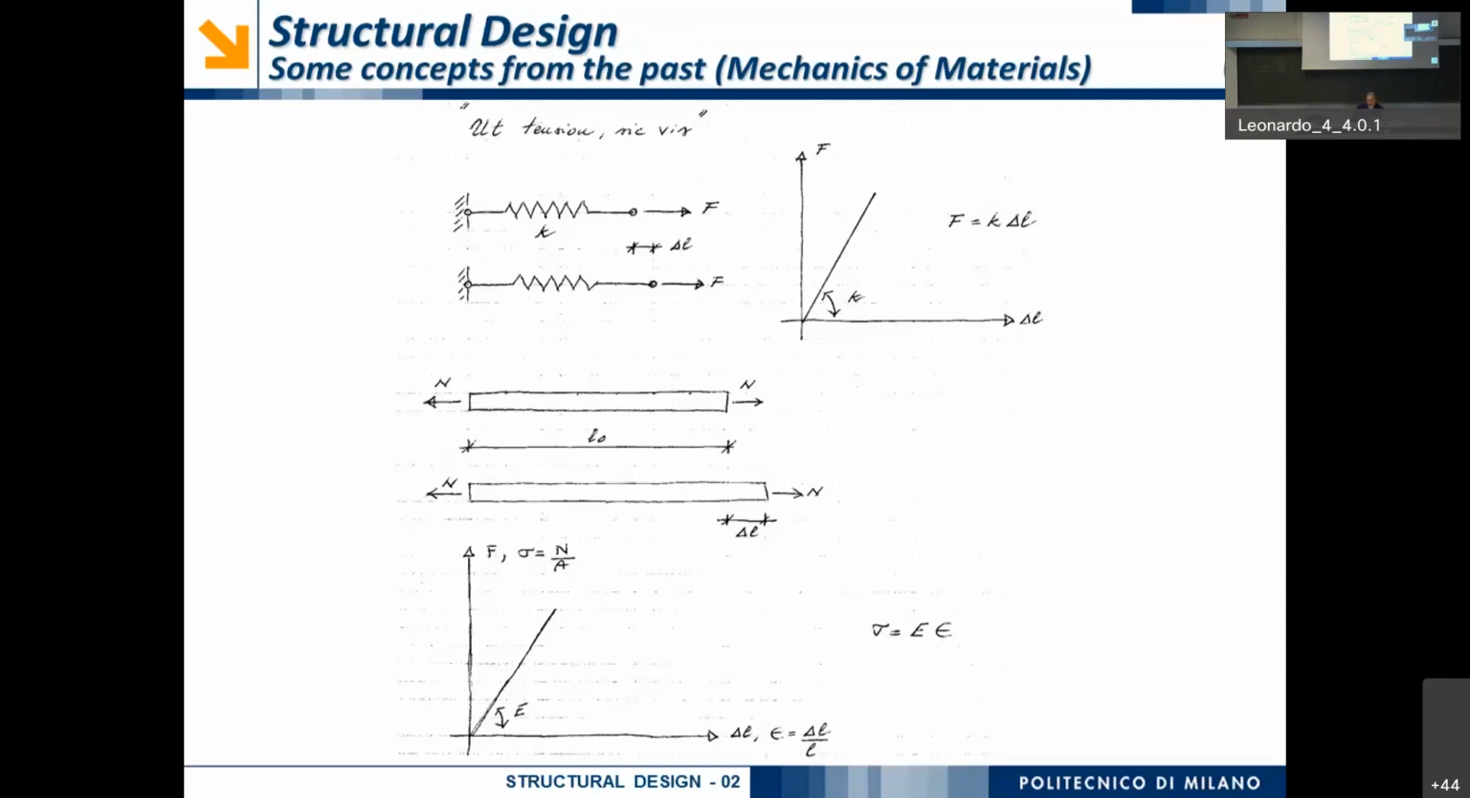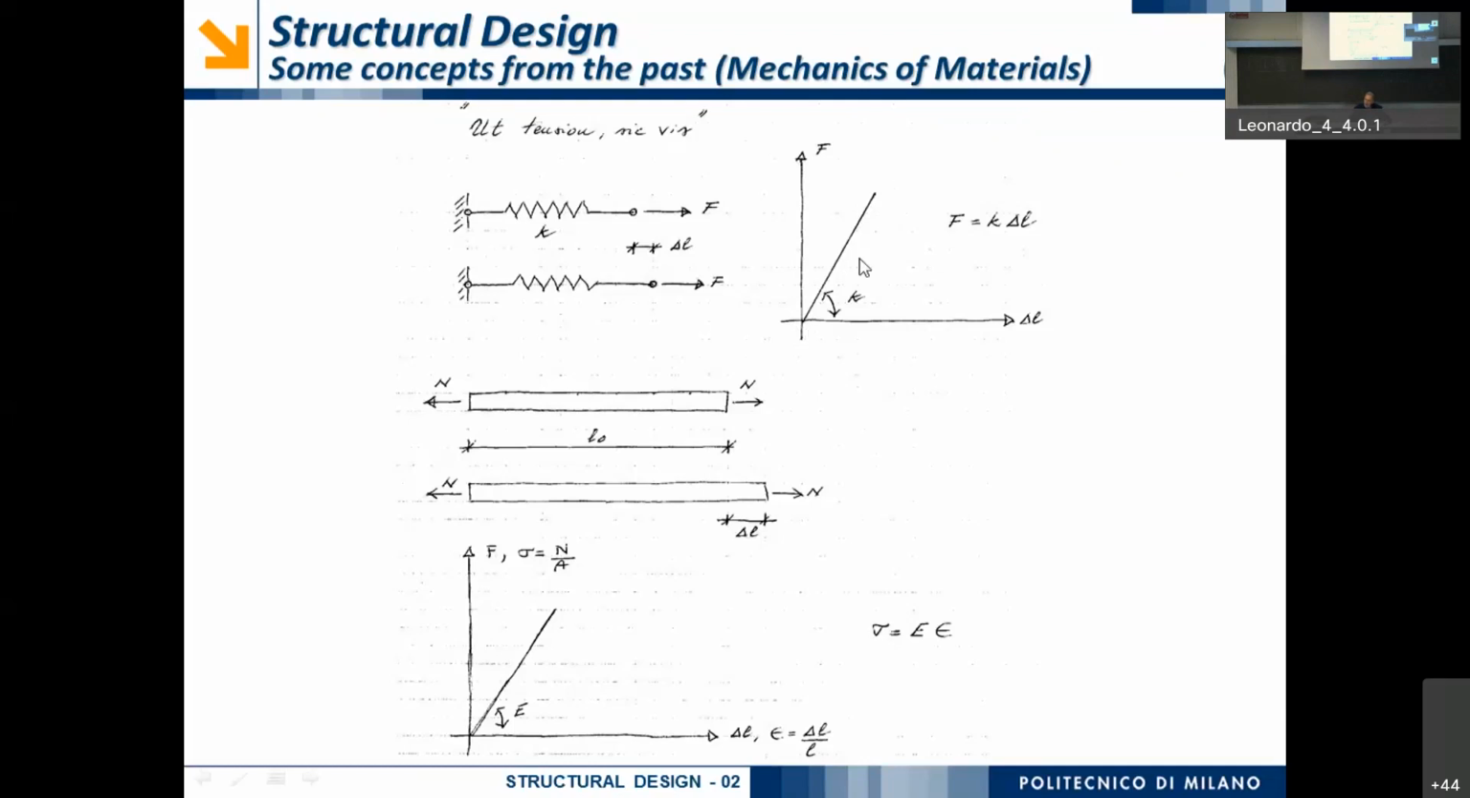Okay? A rubber is an elastic element. In fact, if you try to compress the rubber, after the compression ends, you will obtain no elongation, okay? But it is not a linear elastic element. In fact, in order to have the same elongation, after you have applied the force, you have to apply a higher force.